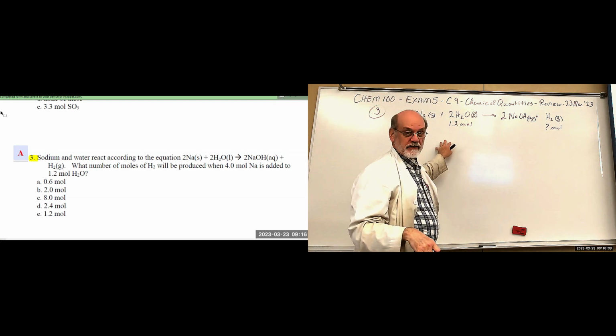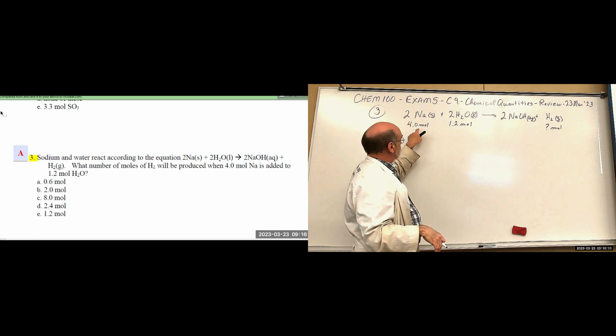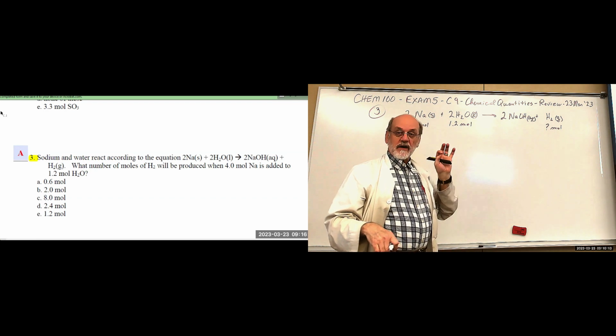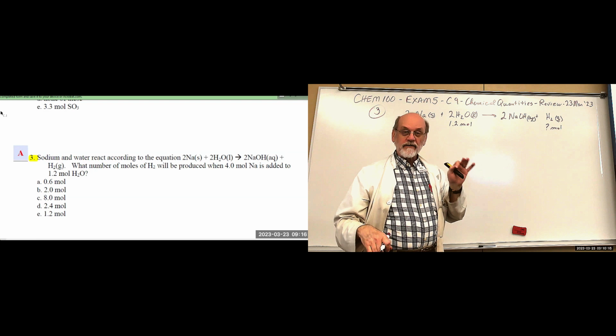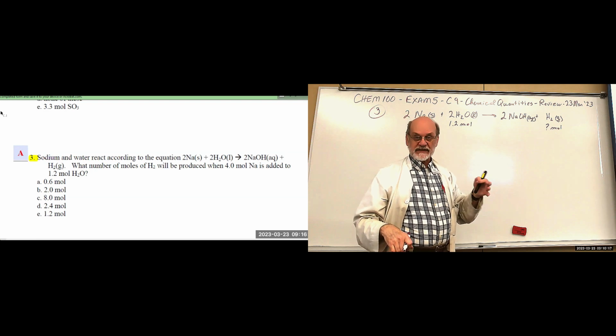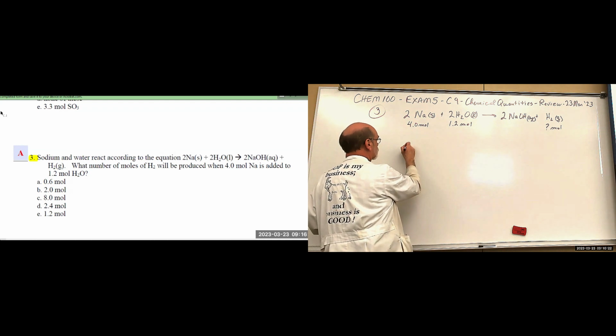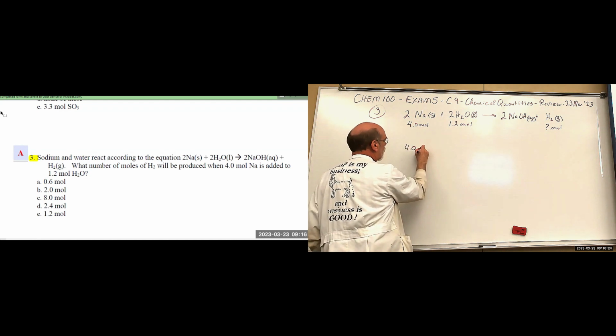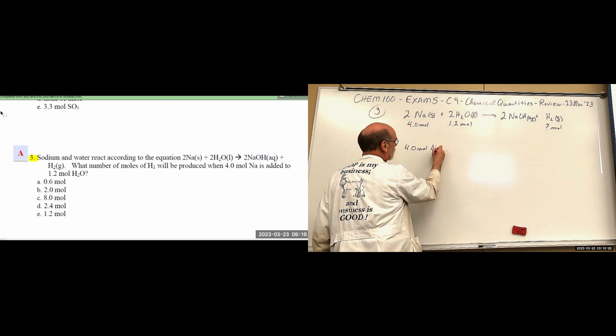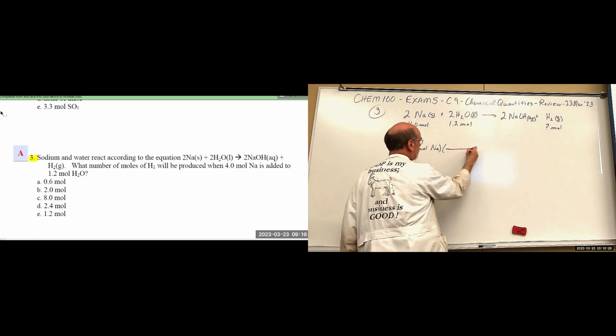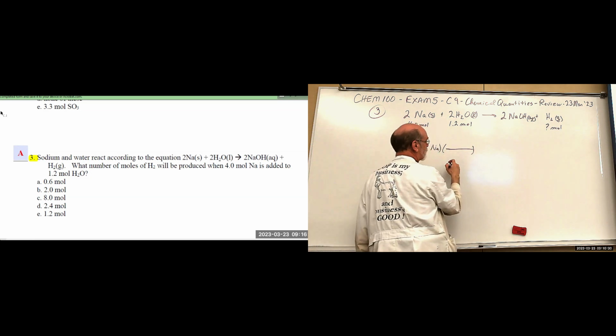This can be solved. We're given amounts of sodium and water, which means more than likely one of them will run out, will be limiting. So we have to determine which one is limiting. Well, let's take this one first. If we have 4 moles of sodium, how much hydrogen can we produce?